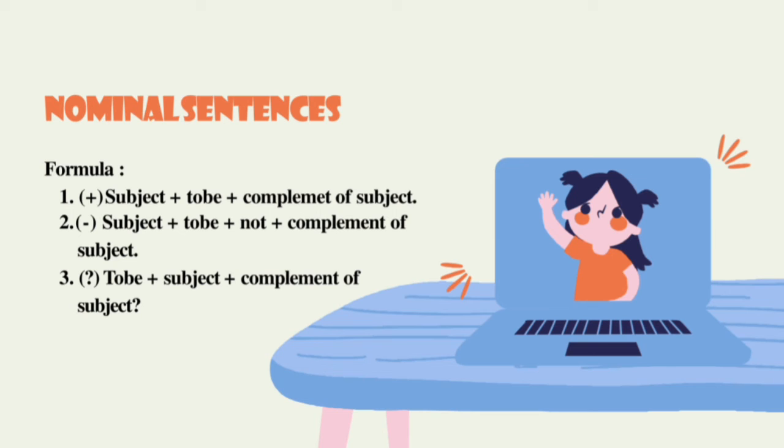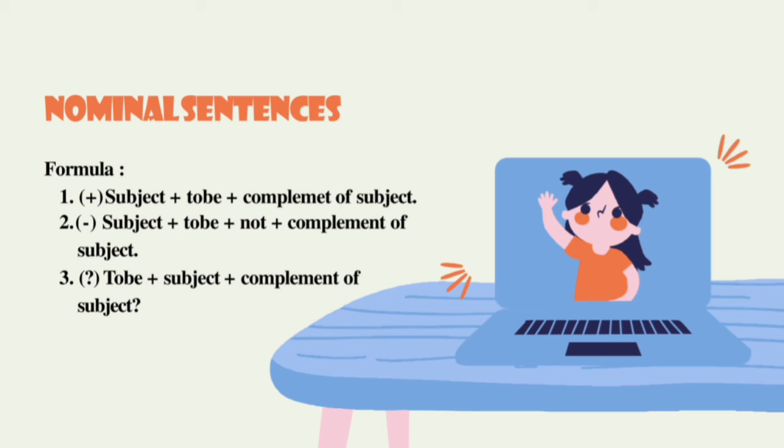For the positive sentence, we can write subject plus to be plus complement of subject. To be here, we can use am, are, or is. Using am if the subject is I. Using are if the subject is they, we, or you. Using is if the subject is she, he, or it.